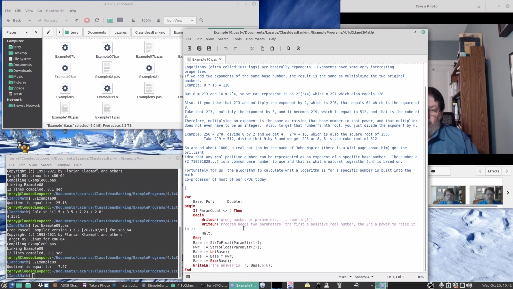So this little program here takes the base as the first parameter and the power as the second parameter. To get the logarithm of a specific number, you take the ln function, which gives you the natural log, and then you multiply it by a power, and then you have to take the exp function to get all of that back into a real number that isn't an exponent.